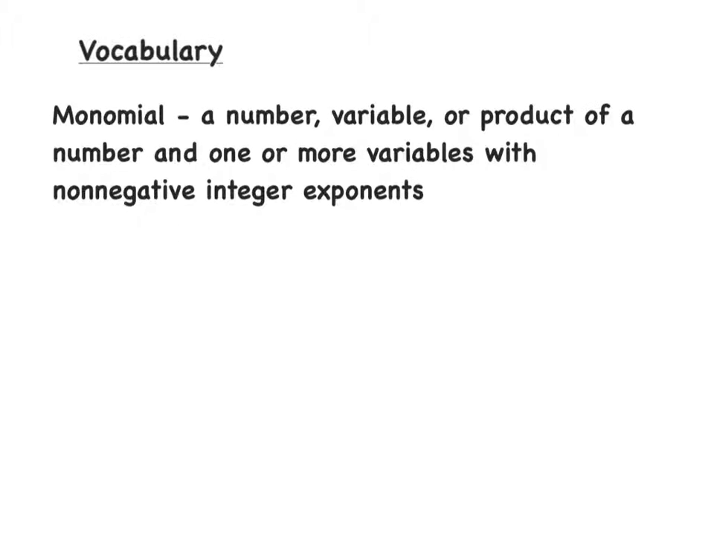Today we are going to be multiplying monomials. So what exactly is a monomial? A monomial is a number, a variable, or a product of a number and one or more variables with non-negative integer exponents. So a monomial is a number, like 10. It's also a variable, like x or y.